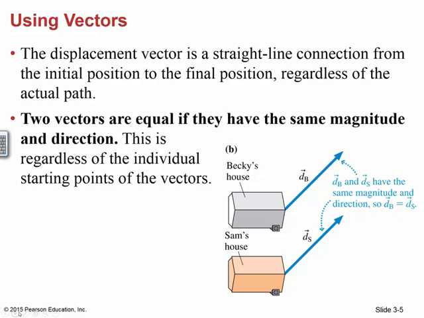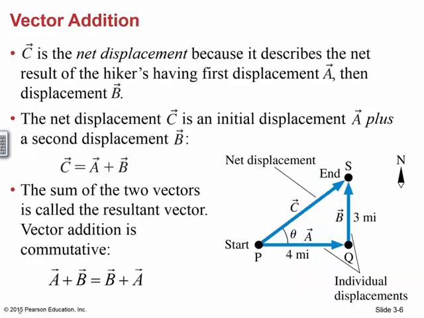So we can take 2 different objects, and if they have the same magnitude and the same direction, even though they may be in different places, different starting points, their vectors should be identical. If they have the same magnitude and the same direction, then regardless of where the starting point is, they should have the same vector. And of course that makes them equal if they are the same.